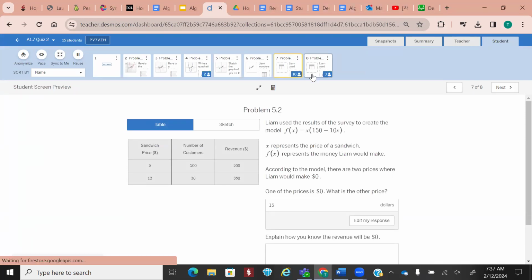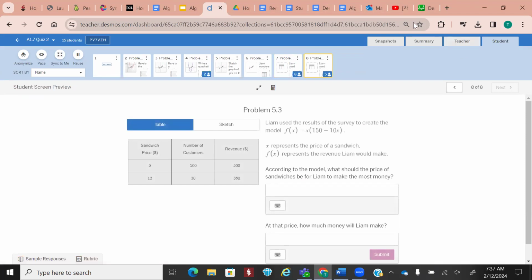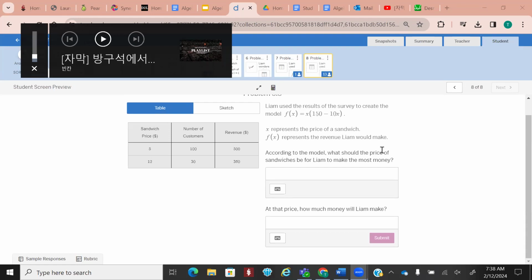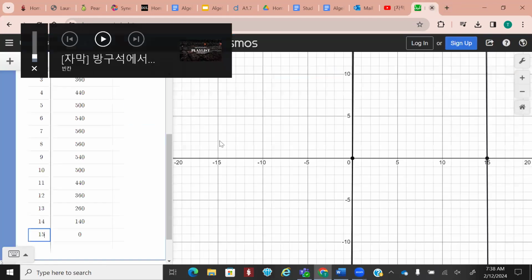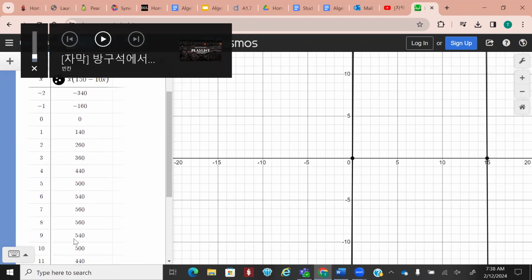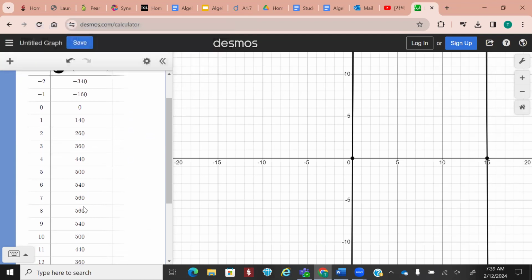Now I know a majority of you did not get to 8, so I'm going to give you a second and try 8. According to the model, what price should the sandwiches be for him to make the most money? So looking at this table, we see that the maximum amount of money is in between 7 and 8. So it should be roughly $7.50.